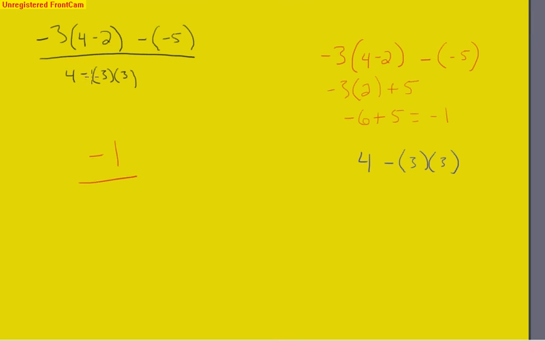And then the denominator, I have written over here, 4 minus 3 times 3. Multiplication is done first. 4 minus 9 equals negative 5. And so that's my denominator. And I know that a fraction is a division problem. So negative 1 divided by negative 5, whenever we divide a negative by a negative, we get a positive. We've got 1/5.